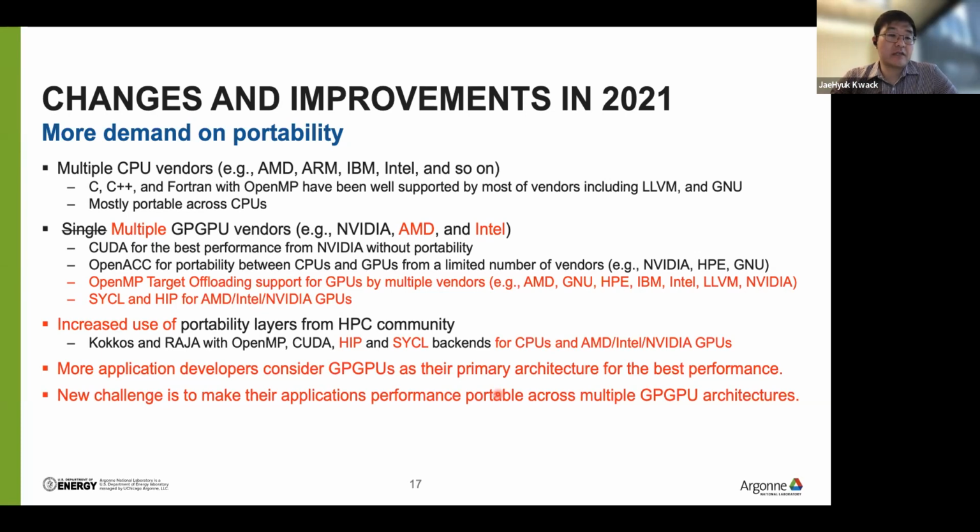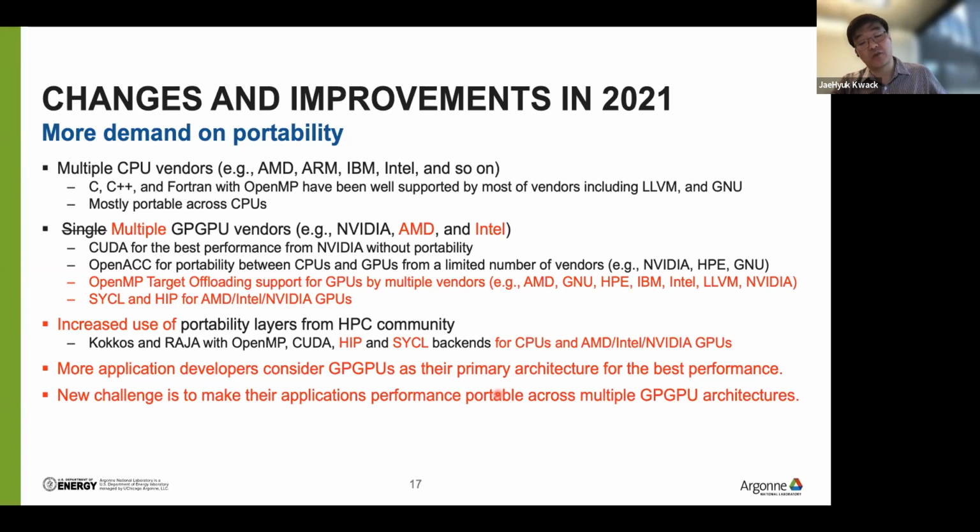And the other change is we see increased use of portability layers from the HPC community. So Kokkos and RAJA are extended to support the HIP and SYCL backends in addition to OpenMP and CUDA, like in 2018. We also see more applications using Kokkos and RAJA as their portability layer across multiple GPU systems. So now we think more application developers consider GPU as a primary architecture.